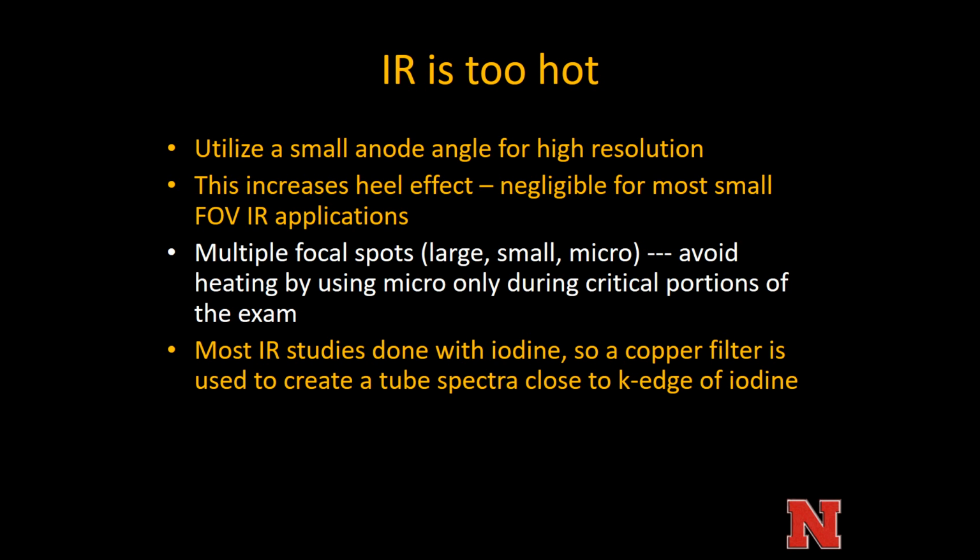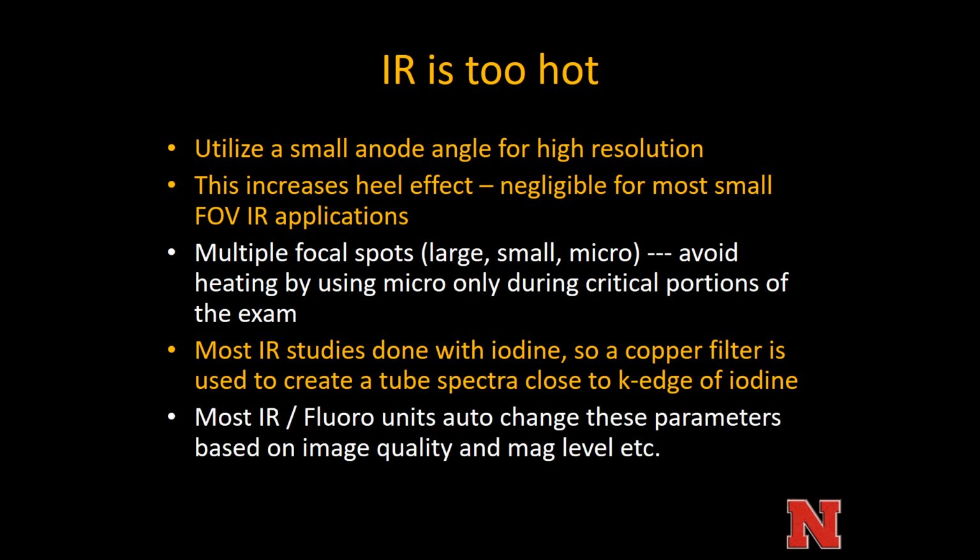The computer does all this on its own. It's not like the IR attending is sitting there saying change to the micro focal spot. That's not what happens. The machine automatically does all this. Most IR studies are done with iodine, so a copper filter is used to create a tube spectrum close to the k-edge of iodine. That makes sense, right? Copper filters are often used when you're using iodine, which is what most IR studies are done with. Most IR and fluoro units automatically change all of these parameters based off of image quality. The computer can detect how good the image is, and it will change all this stuff based off of the mag level that you select.